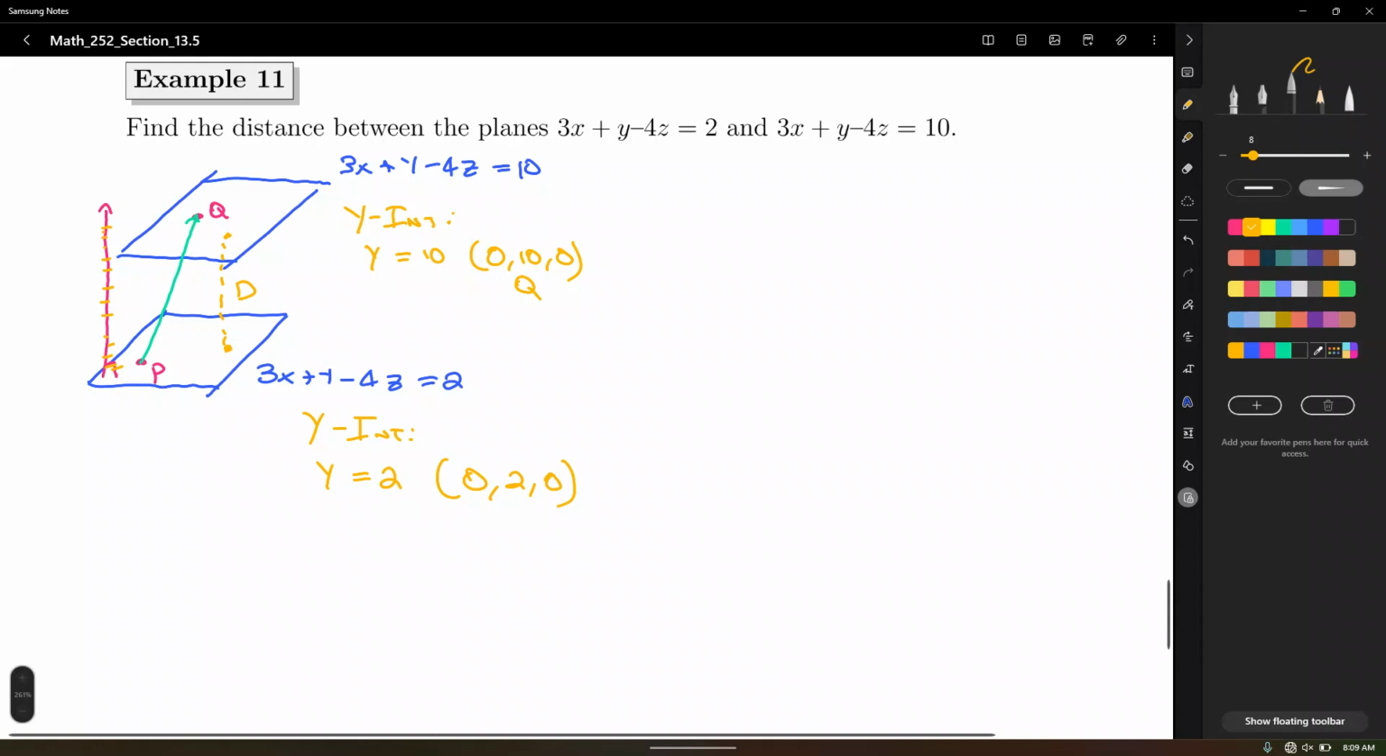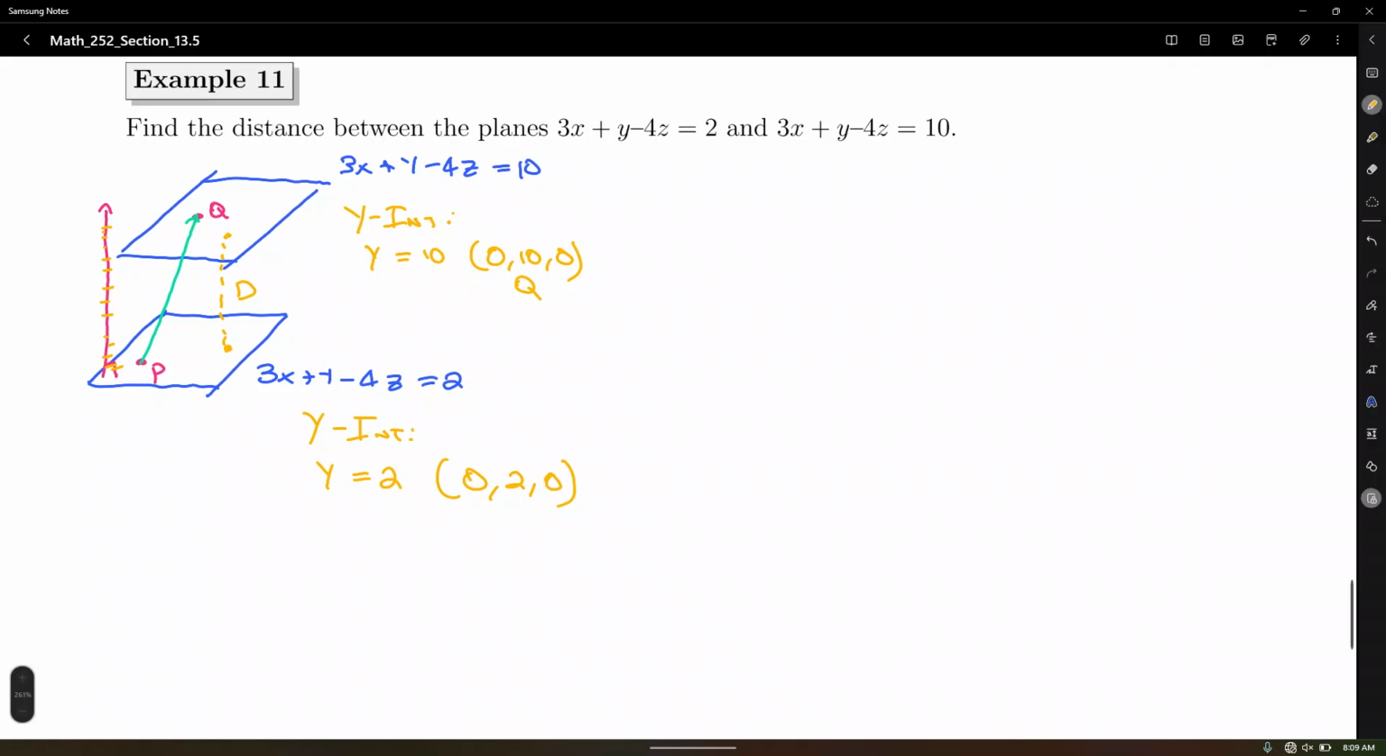Right? So let's just repeat the process for the exercise we did at the end of the class last time. So, okay, number one. Let's define the vector PQ. That is terminal minus initial. That is 0 minus 0, that's 0. 2 minus 10, that is negative 8. 0 minus 0, that's 0.